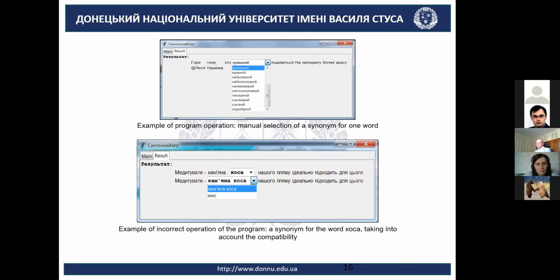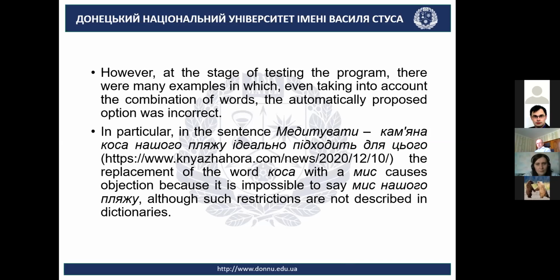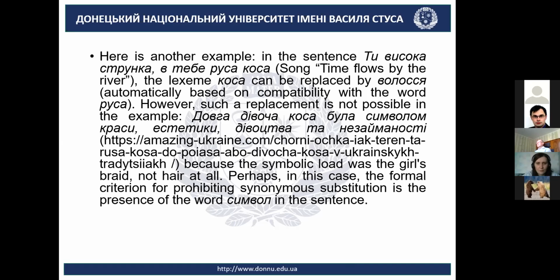Here is an example of program operation, manual selection of synonyms for one word, and an example of incorrect operation of the program. At the stage of testing, there were many examples in which, even taking into account the combination of words, the automatically proposed option was incorrect. In particular, the sentence «Бодитувати кам'яна коса нашого пляжу ідеально підходить для цього». The replacement of the word «коса» with «мис» causes objection because it is impossible to say «мис нашого пляжу». Also, such restrictions are not described in the dictionaries. It's another example with the word «коса».